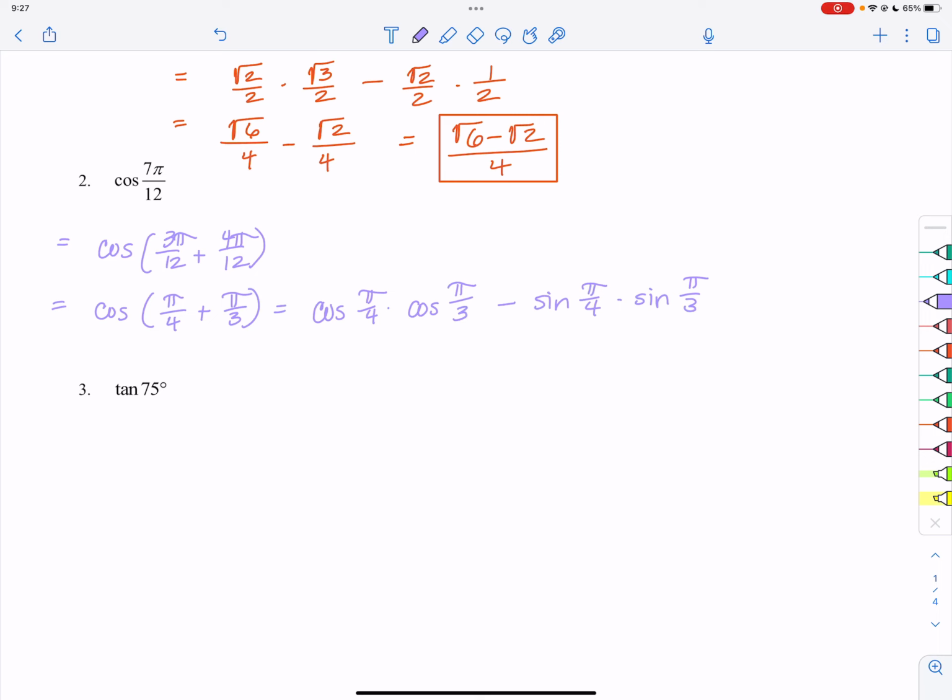Okay, and that comes out to be root 2 over 2 multiplied by a half minus root 2 over 2 multiplied by root 3 over 2.